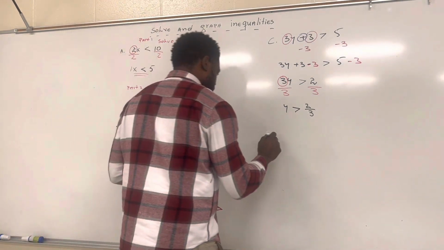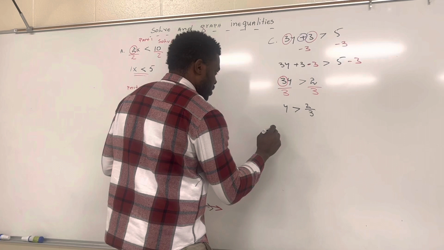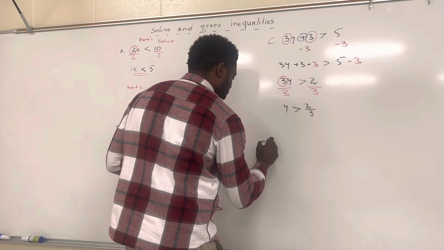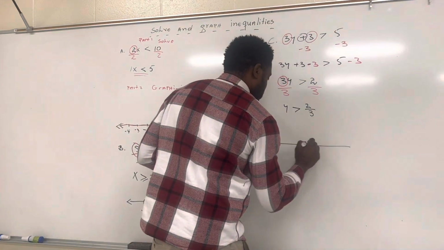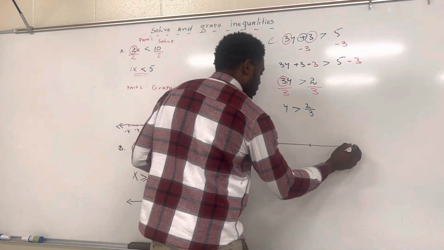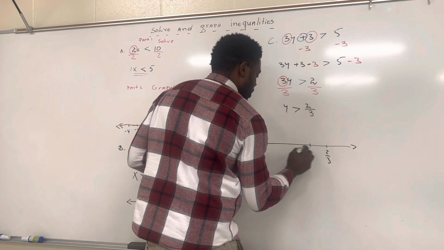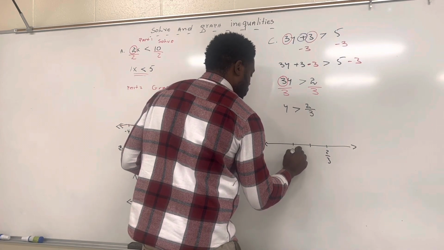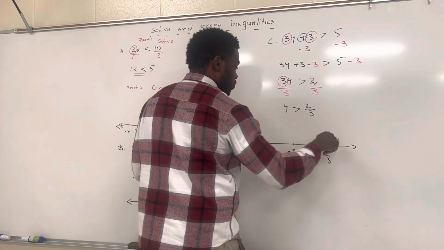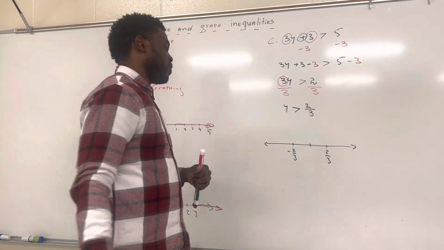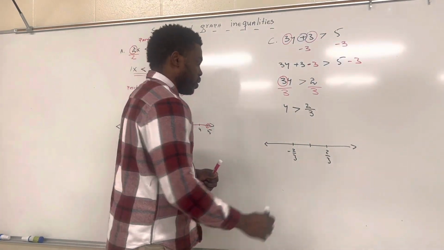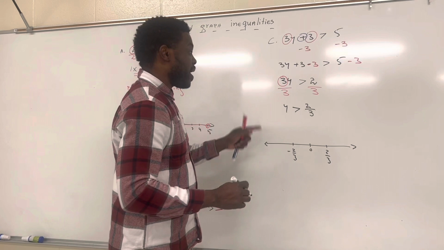So now let's draw our number line. Let's say we have 0 over here. This is our number line. Let's put 2 over 3 over here, and over here let's put -2 over 3, right? You know, everything is there: 1 over 3, 2 over 3, and so on. So over here is 0.